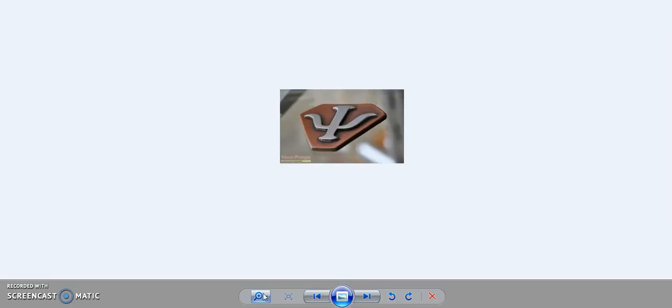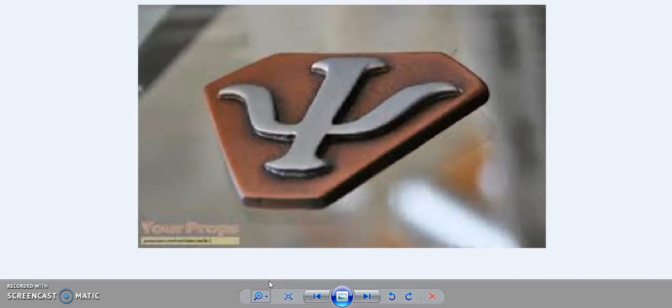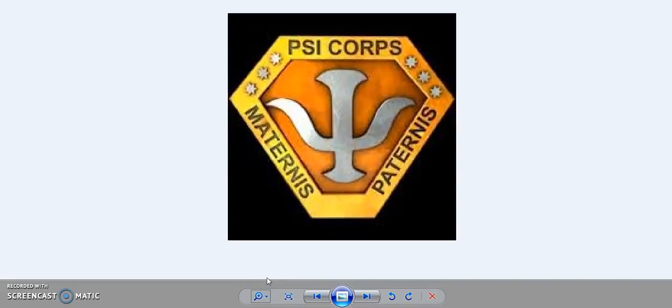Again, same symbol. Here it is. Maternus Paternus, mother and father, with the six stars and Psychor. Which, ironically enough, if you look at it as a symbol, it is the dove that's descending.